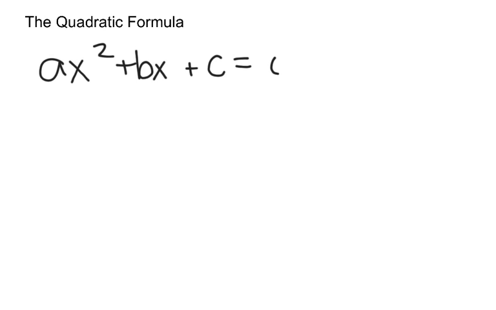Not all quadratic formulas or quadratic equations in the form ax squared plus bx plus c equals 0 can be solved by graphing or factoring. Sometimes we need an equation that's going to help us find the irrational solutions to a quadratic equation. To do that, we're going to use something called the quadratic formula.